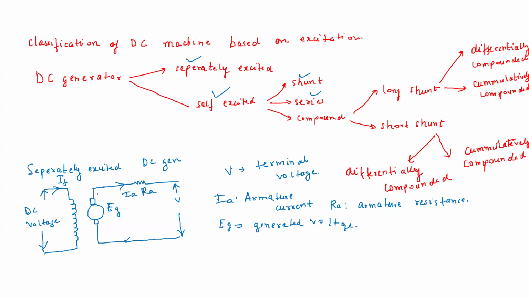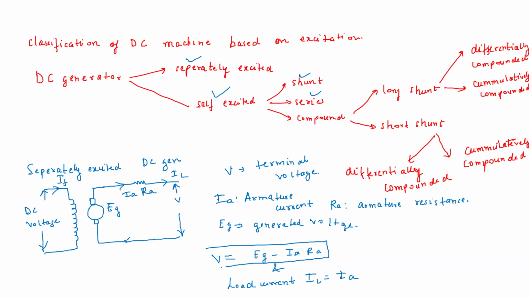So what is the terminal voltage? If we apply the KVL, we will get terminal voltage as V = EG − IA RA. And what about the load current IL? So the load current IL is in this case equal to the armature current. Okay. So for a separately excited machine, this is how you write it.